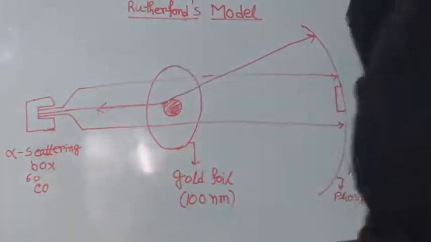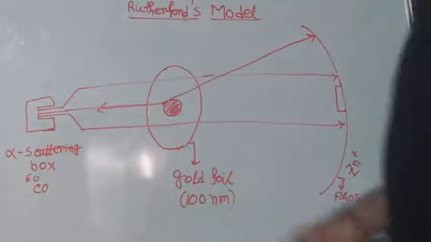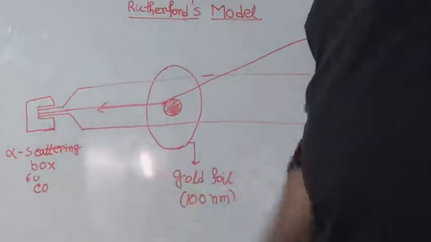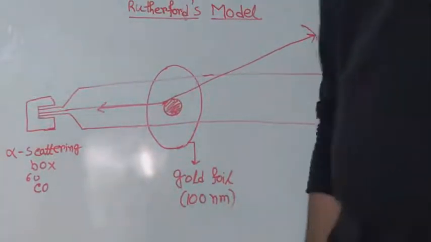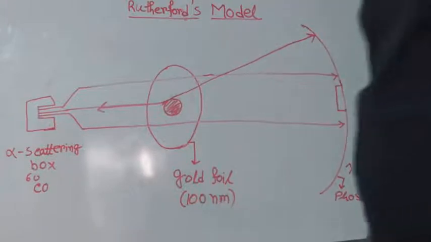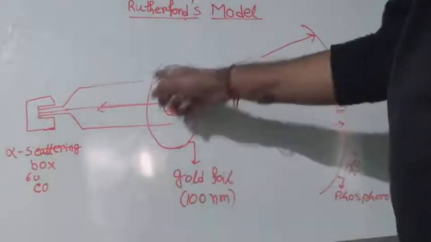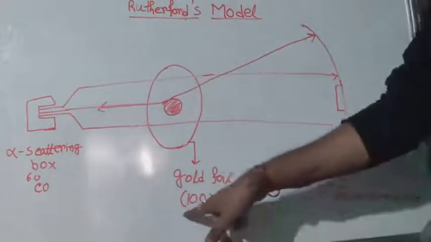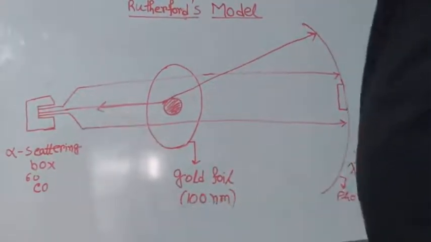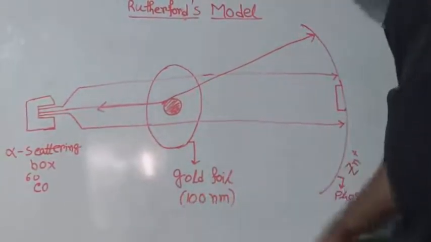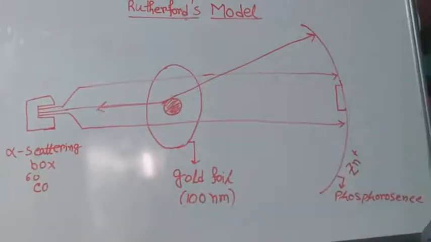Why was gold foil chosen by Rutherford? Because gold can be made into a very thin layer and other metals cannot be made into such a thin layer. For this reason Rutherford chose a gold foil, and its thickness is 100 nanometer. It is important. What is the thickness of the Rutherford gold foil? It is 100 nanometer.